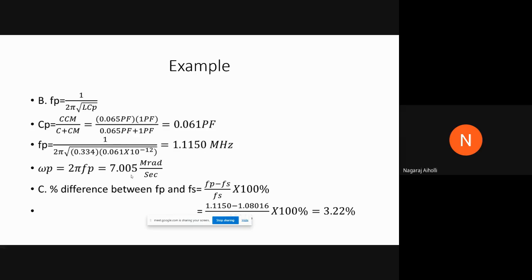Fine, students. The next is the percentage difference between Fp and Fs, or by how much percentage Fp is more than Fs, or the parallel resonant frequency is more than the series resonant frequency. So it is Fp minus Fs divided by Fs into 100%. Substitute the values here: 1.1150 minus 1.08016 divided by 1.08016. So it is a percentage difference between Fp and Fs with respect to Fs. This comes out to 3.22%, that means the parallel resonant frequency is 3.22% more than the series resonant frequency.